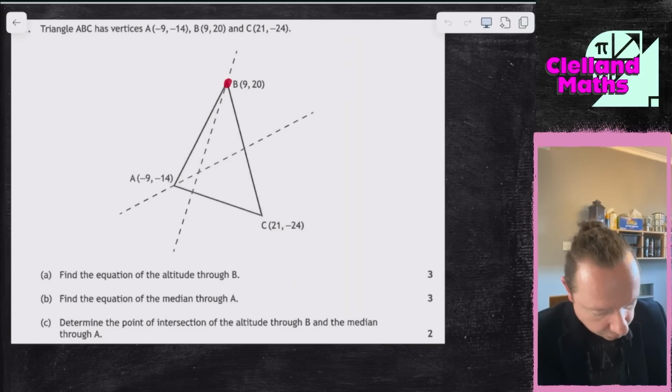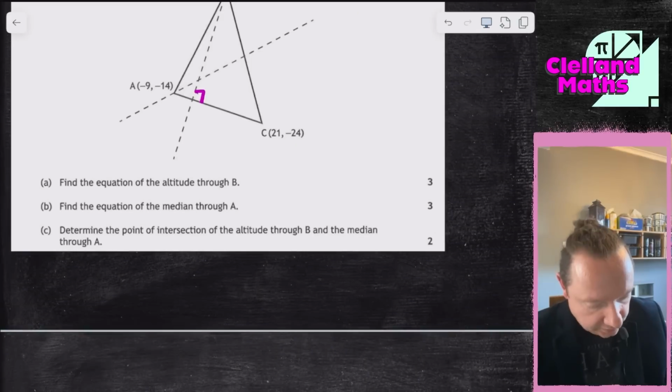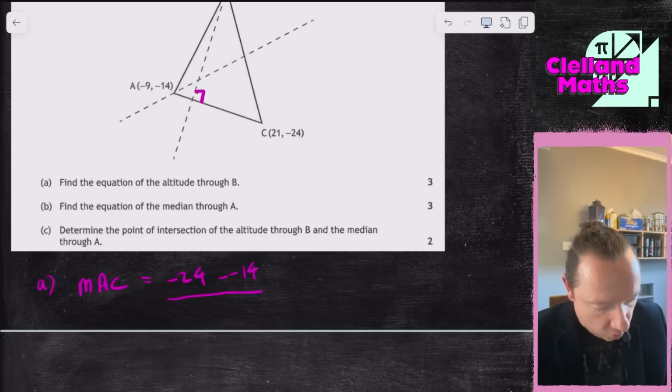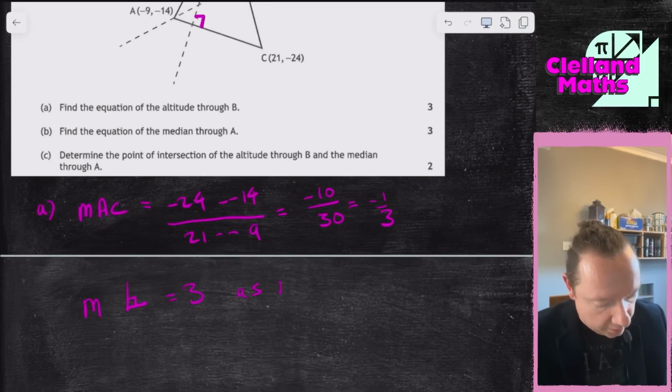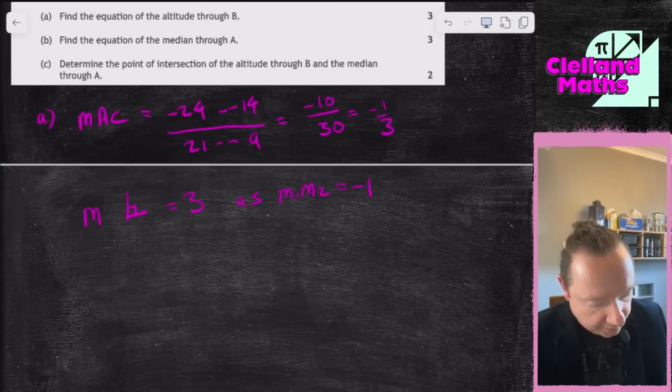So there's B there. So my altitude is at right angles to AC. So I need the gradient of AC. So for part A, the gradient of AC is minus 24 minus minus 14 all over 21 minus minus 9. Use a calculator anytime you want, but that is minus 24 plus 14 is minus 10 over 30, which is minus a third. So that means the gradient of our perpendicular is equal to 3 as m1 m2 equals minus 1. And then the point I'm using is B, which is (9, 20).